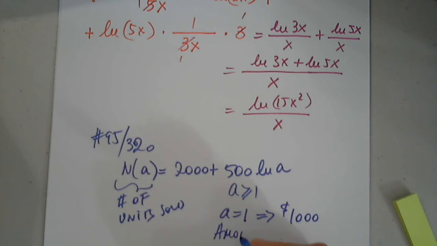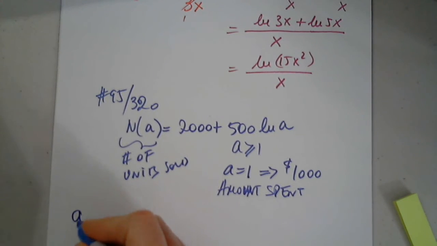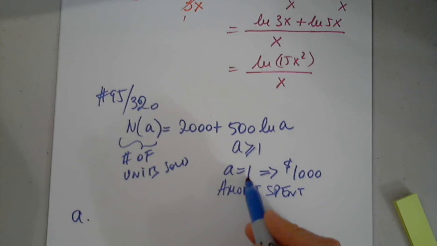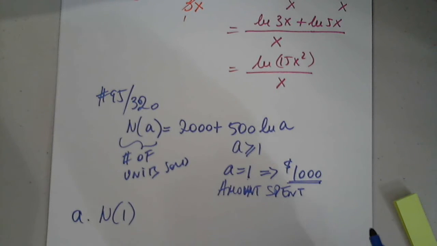So amount spent in thousands. Okay, perfect. How many units were sold after spending $1,000 on advertising? So what am I asked here? How many units were sold after spending $1,000 on advertising? What should I do? Just plug in 1,000. Because it's 1,000, I will plug in 1, because A equals 1 represents $1,000. So N of 1 is basically N of 1,000.